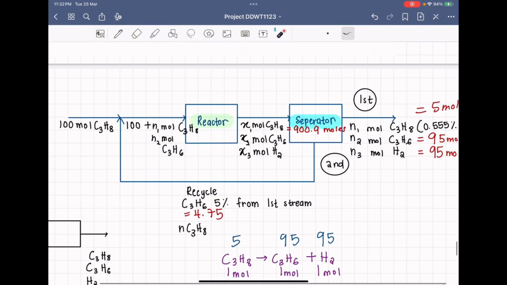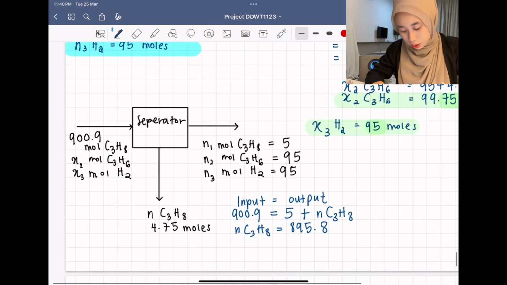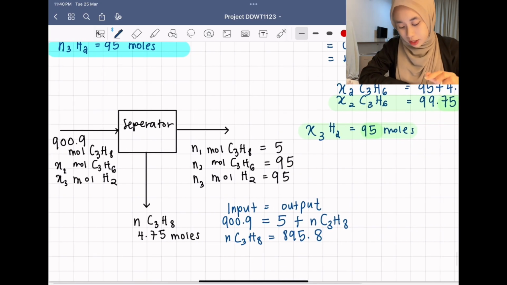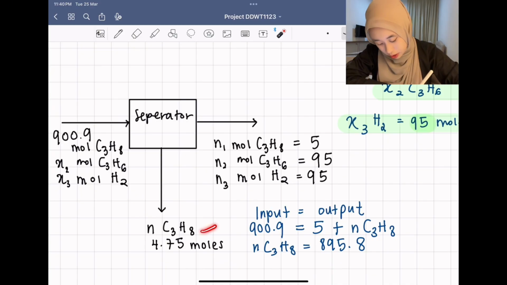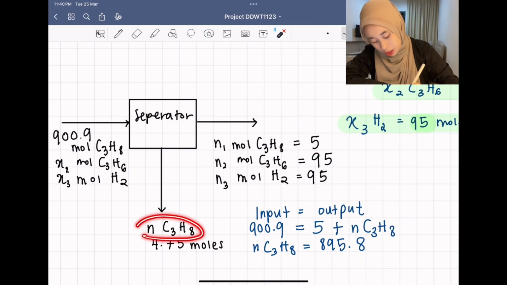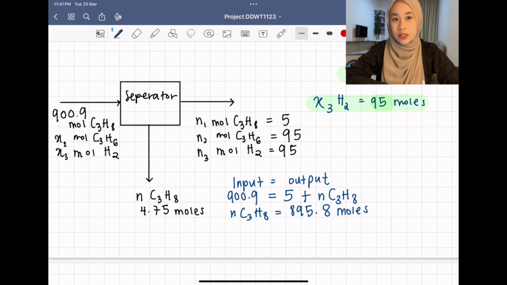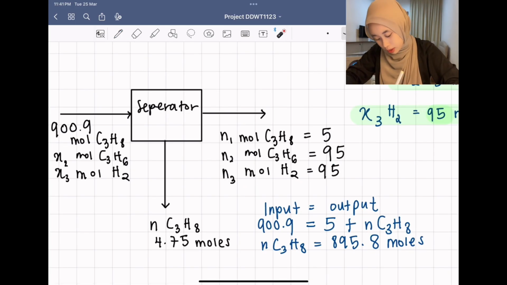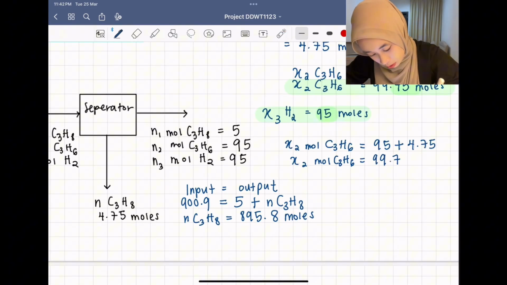So untuk cari yang the rest, we can conduct balances. So let us conduct balances dekat bahagian separator ni. So I like to make myself flowchart mudah so that dia tak nampak serabut dan nampak messy. Dengan information kita ada, kita boleh cari unreacted C3H8. So macam mana kita buat input is equal to output. Input 900.9, output kita adalah 5 and C3H8 895.8 moles for unreacted C3H8. Kita boleh proceed cari yang X2 mole C3H6. Macam mana? So kita continue input is equals to output. We get 99.75 moles.